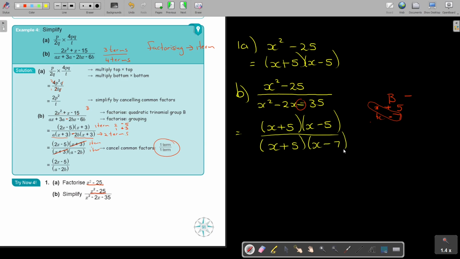Okay, and now I can say, this x plus 5 is going to cancel out. Very nice. And what is left? You can put the brackets or you can just leave the bracket. It really does not matter. Okay, let's go to the next one. Let's just go to the next page.